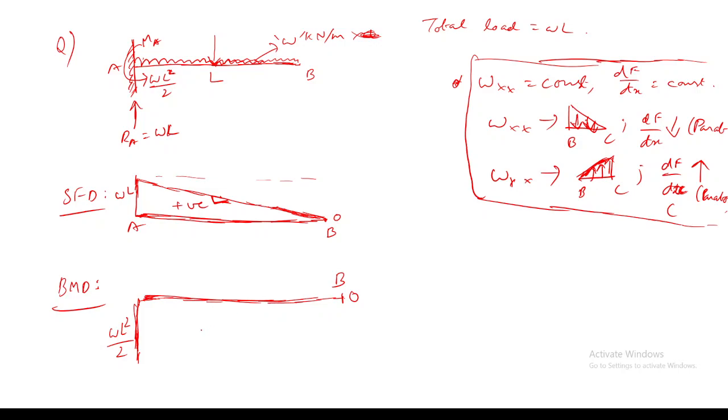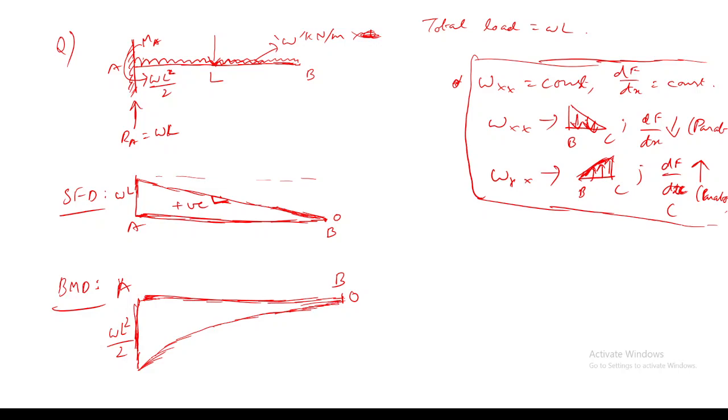So this is point B. And what will be the variation of the bending moment diagram from point A to point B? Decreasing parabola. Yes, decreasing parabola, because shear force is decreasing. Shear force is decreasing from A to B, so the slope of the bending moment should also decrease from A to B. Like this it should be. Maybe you can draw the diagram very clearly.